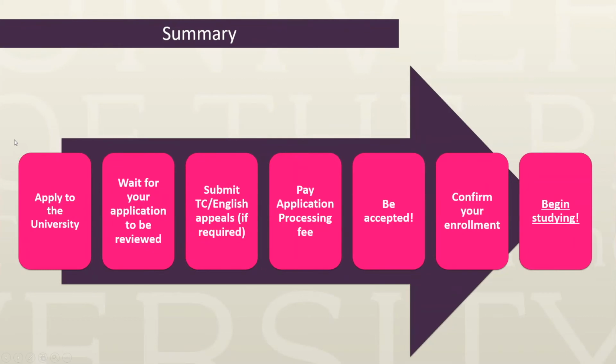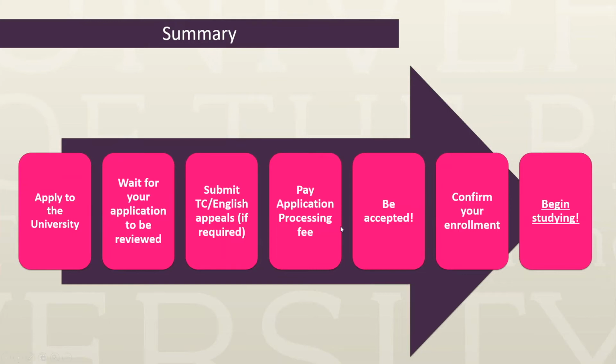So to sum up this presentation, we wanted to leave you here with a visual summary. In order to be considered to be accepted, one must first submit the online application, then wait for your application to be reviewed. This is the time now. You have 7 days to submit your transfer credit or English appeal if required. Again, these two do not apply to everyone.